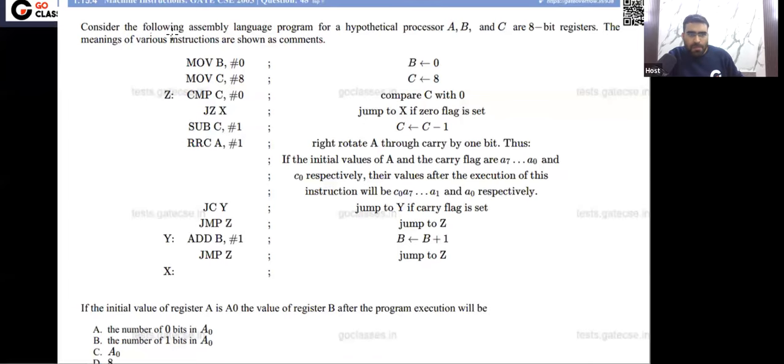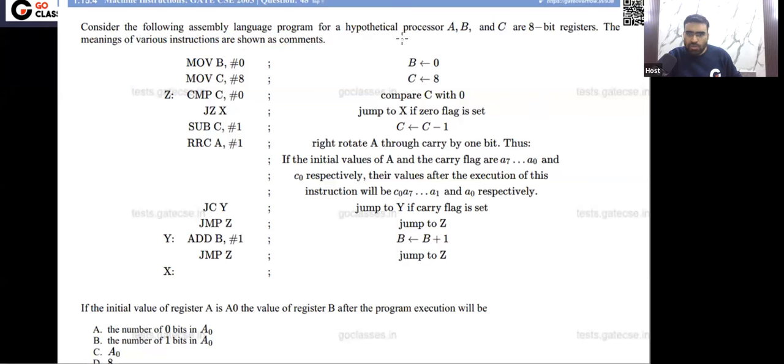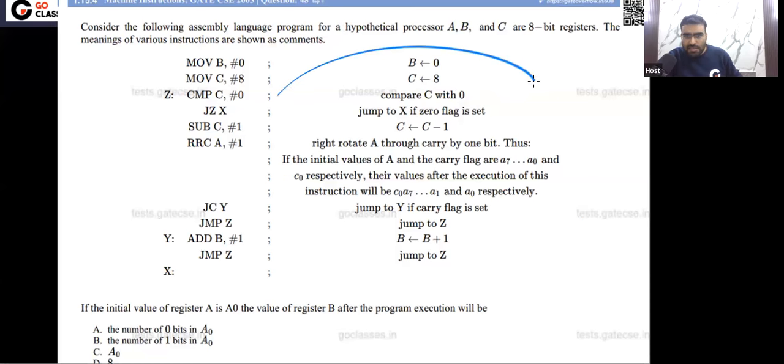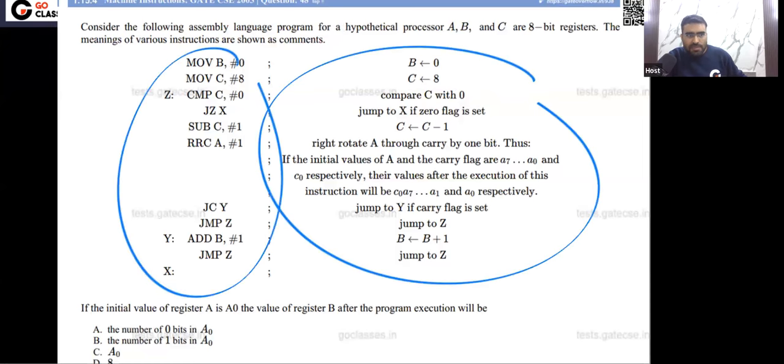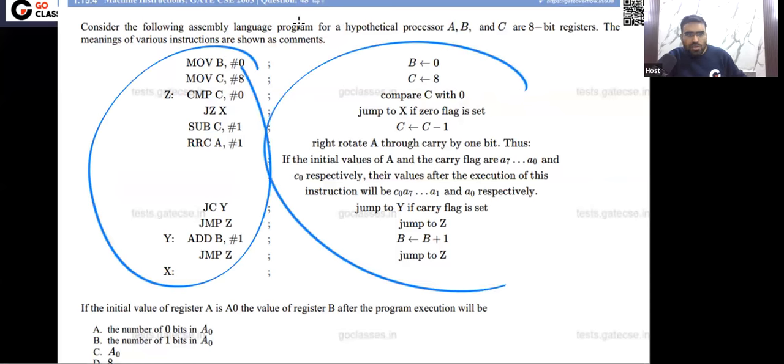The question is saying, consider the following assembly language program. This assembly language program is given to you for a hypothetical processor. A, B, C are 8-bit registers. So remember A, B, C are registers which are 8-bit registers. The meaning of various instructions is already given to you. You can see that is the semantics. These are the assembly language instructions and their meaning is also given to you.